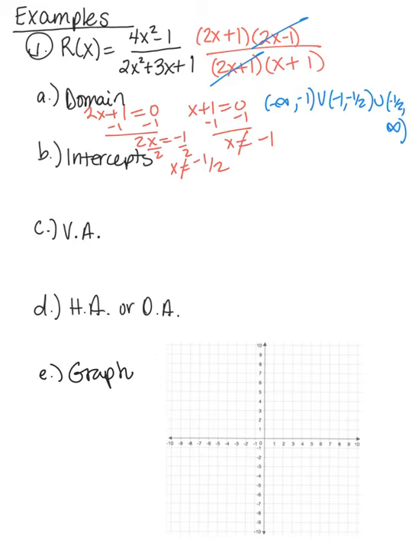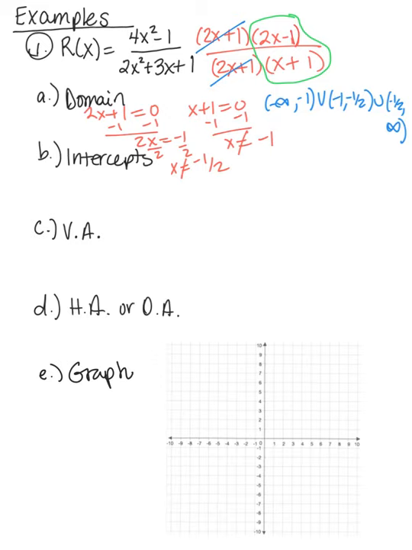I said I canceled off the 2x plus 1, but I actually did not do it. Kind of did the wrong thing there. Okay, so I want to cancel off the 2x plus 1 from both because they have a common factor. So those get canceled off. So what that means is that my actual equation is just this part, 2x minus 1 over x plus 1. Okay, so that's what I'm going to use when I find my intercepts.